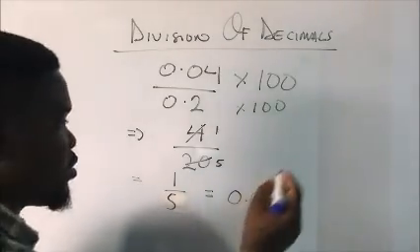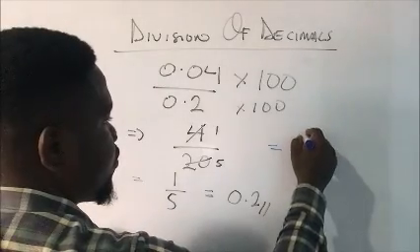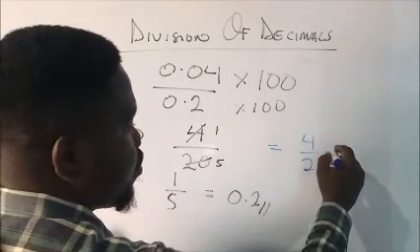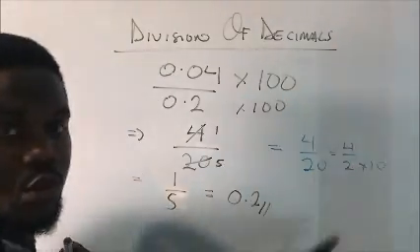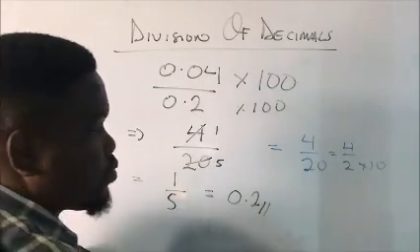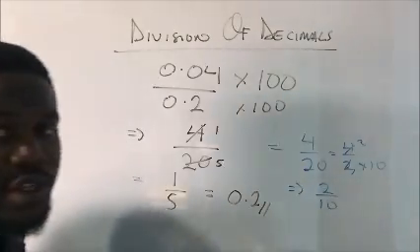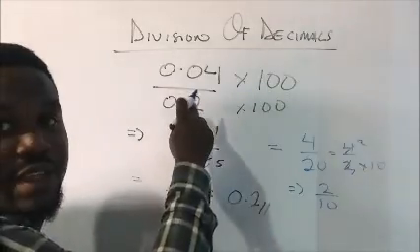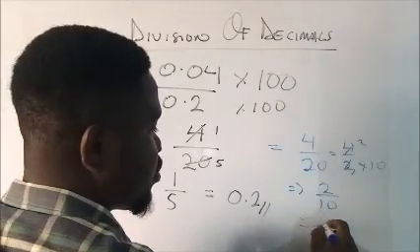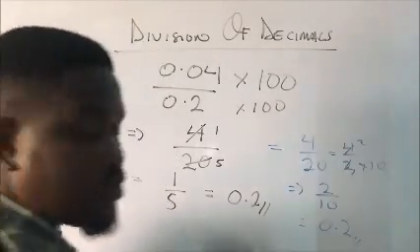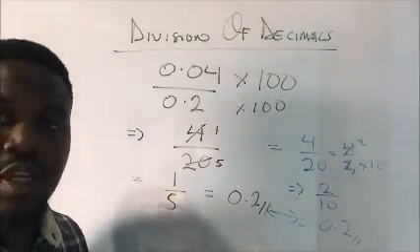I can also say 4/20 would become 4/2 times 10. 2 times 10 is 20. So what do you get? 2/10. And as we did in the beginning, when you are multiplying by a 10, the decimal point moves to the right. So this time, if you are dividing by a 10, it moves to the left. So you end up getting 0.2. Any of them is correct.